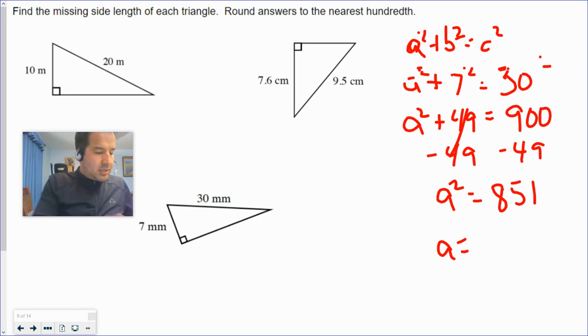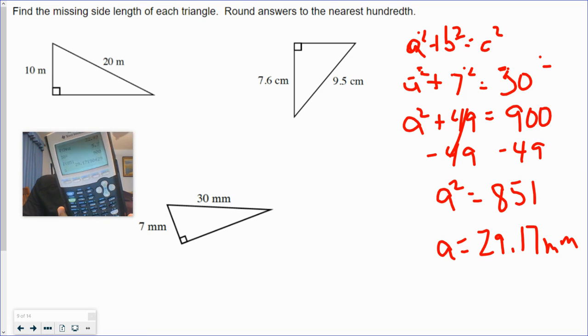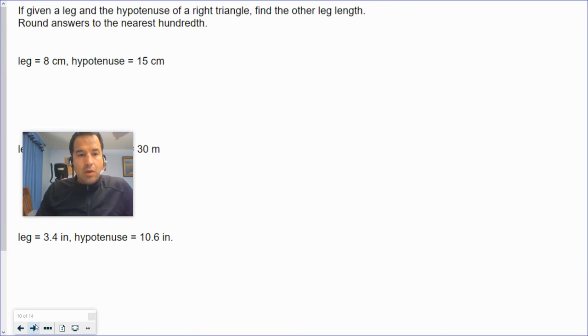A equals 29 and 17 hundredths millimeters. Right there. Got it? Circle your answer. Again, did you beat me? I don't know. All right. Hopefully you did okay on those. If not, please go back and check, compare your work, and see what you did wrong.